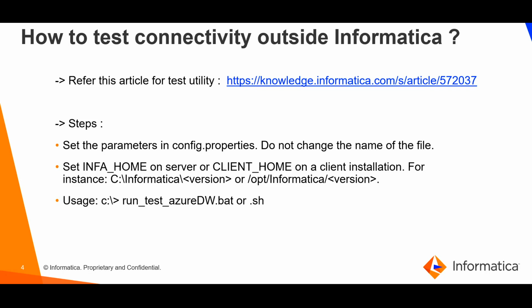We have to set the parameters in the config.properties file. Please note that we can only set the mandatory parameters, and we should also not change the name of this file. Then we have to set info home on server or client home on a client installation. So if we are testing the connectivity from a server machine, then we have to set info home, and if we are testing it from a client installation, then we have to set client home. And after that, we have to just run the bat script or the shell script depending upon the operating system.